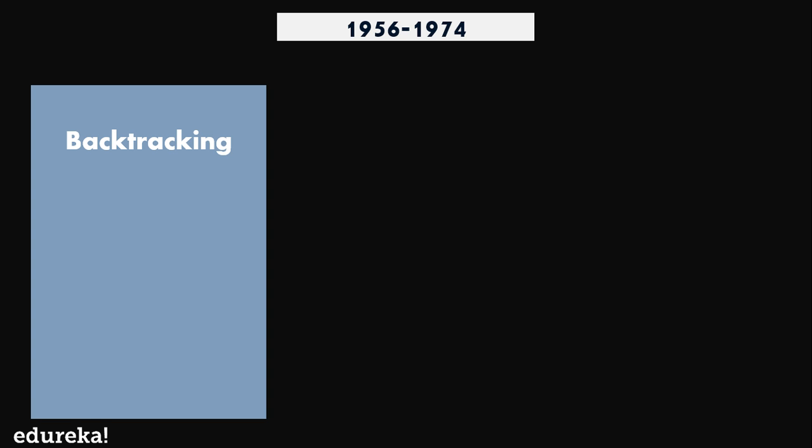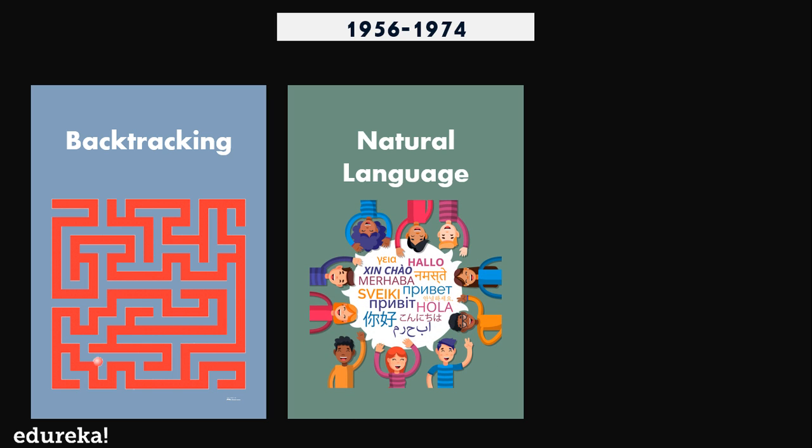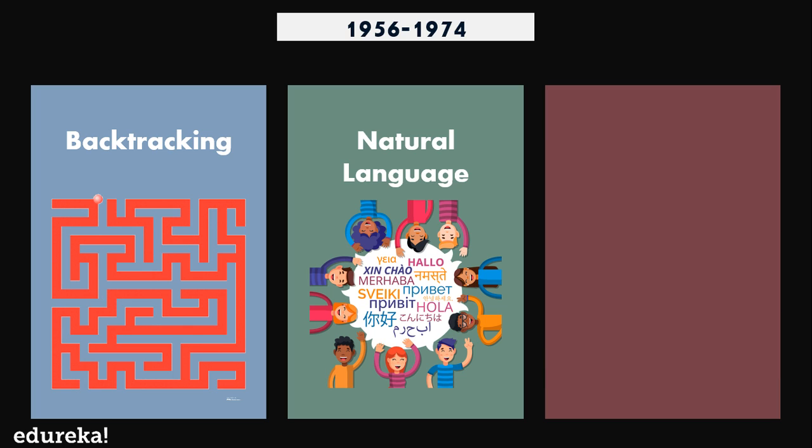Many early AI programs used the same basic algorithm to achieve some goal. They proceeded step by step towards it as if searching through a maze, backtracking whenever they reached a dead end. This paradigm was called reasoning as search. Another important goal of AI research is to allow computers to communicate in natural languages like English, which was also accomplished during this era. Next up was the WABOT project.